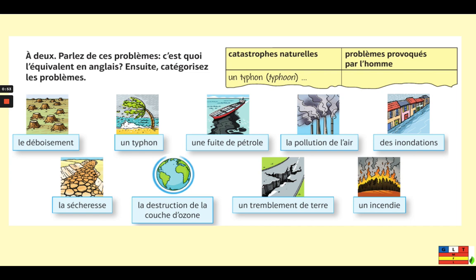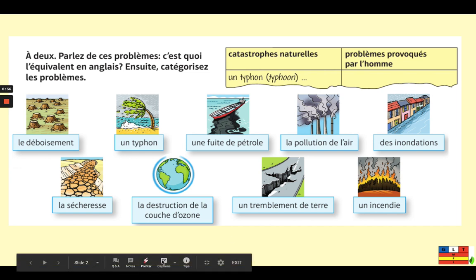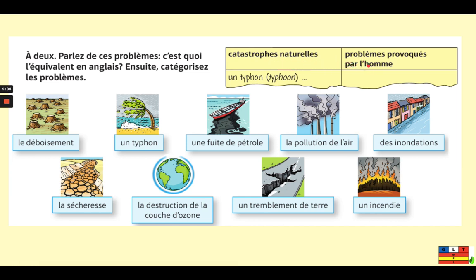I want you to copy down these two titles into your book. You can set it out as a table, or you can just make two lists. It's absolutely up to you. I want you to divide these things into catastrophes naturelles, so natural catastrophes, things that occur through nature, and problèmes provoqués par l'homme, problems provoked by man, so man-made problems basically. And then underneath each of those you're going to write down these in French, into which category they go into, and then in brackets write what you think that means in English as well, and then we'll go through them. So pause the video now and then do that exercise, and then we'll go through the answers.